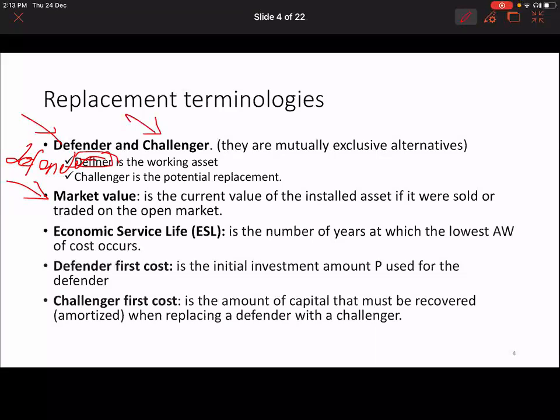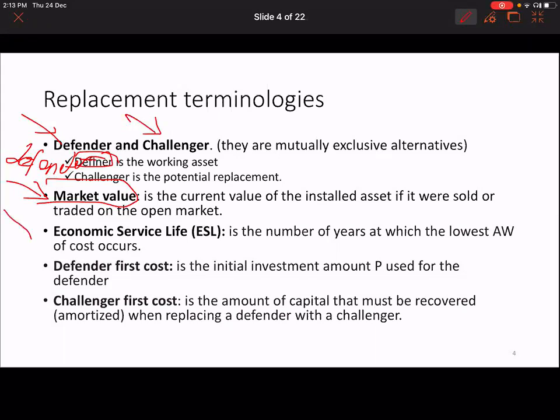Before I buy it, it has a value. One year later, it has a different value. Two years later, it has a different value. So we call it market value. It is the current value of the installed asset if it were sold or traded on the open market. So every single period, we have a market value for the asset that I have.